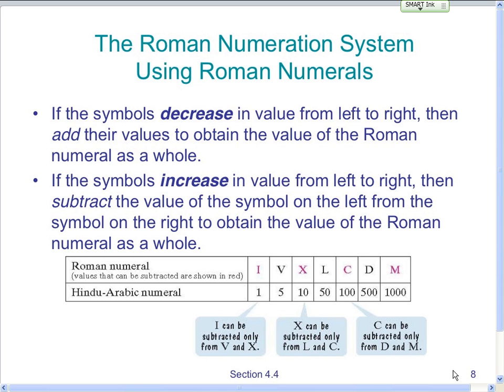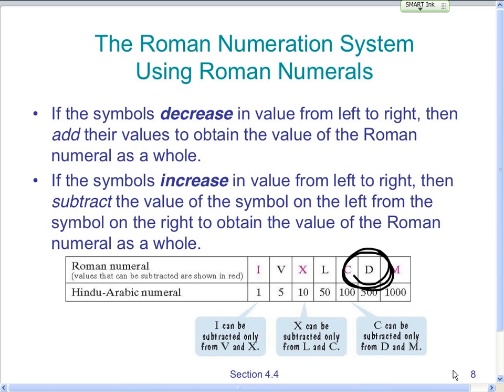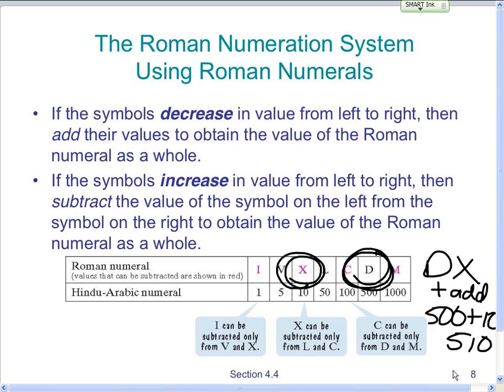Alright, so these two things are really important with the Roman numeration system. If I have a larger number and then a smaller number, so let's look at our chart down here, and larger numbers are over here and smaller numbers are over here. So if I have a larger number and then a smaller number, so DX, I would add the two numbers together. Add. D is 500, X is 10, add those together and you get 510.